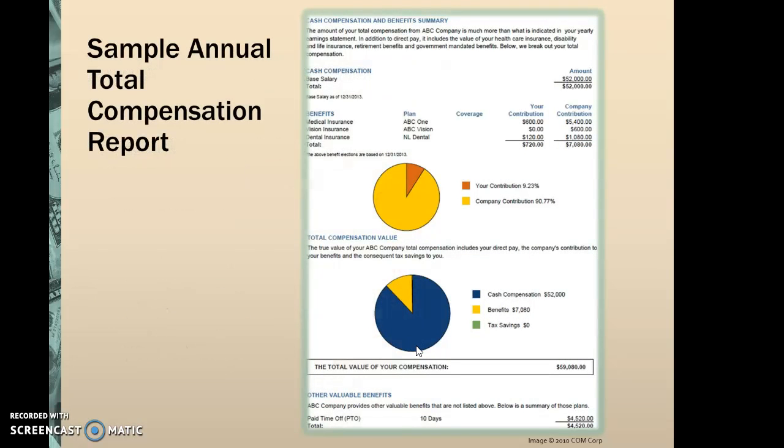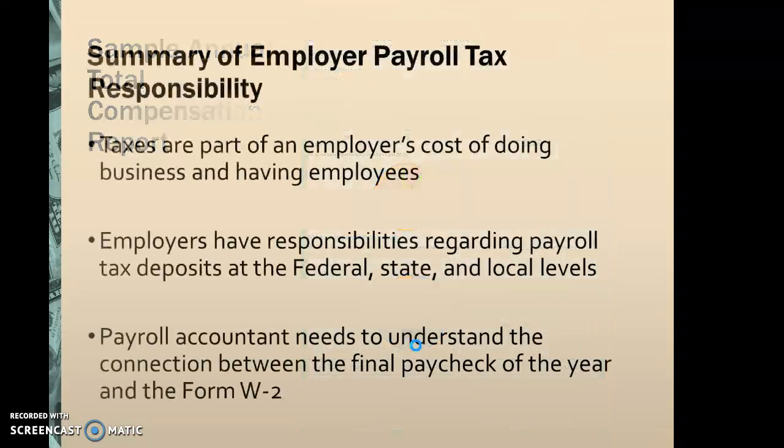This is an example of an annual total compensation report. As you notice, it is a yearly statement. It shows the cash compensation, how much the benefits are, the employee's benefits, and the employer's contribution, and then the total compensation value. So it's a great reminder to employees that just because the company offers benefits along with paid time off, there is a cost to it. It is important for employees to understand that it is part of their wage with the organization.